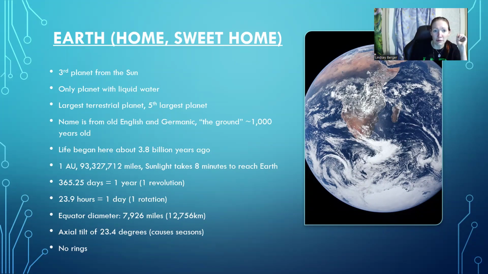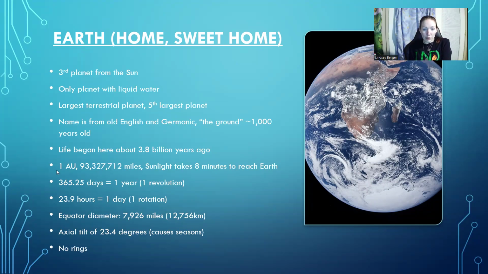You need to know it's the only planet with liquid water. Notice I use the word liquid. Okay, that's important. It is the largest of the terrestrial planets, and overall it's the 5th largest planet in the entire solar system. Its name comes from Old English and Germanic, which translates roughly to the ground. Life began here, as far as we know it, about 3.8 billion years ago. That's billion with a B. We'll talk more about that when we get into the astrobiology unit.